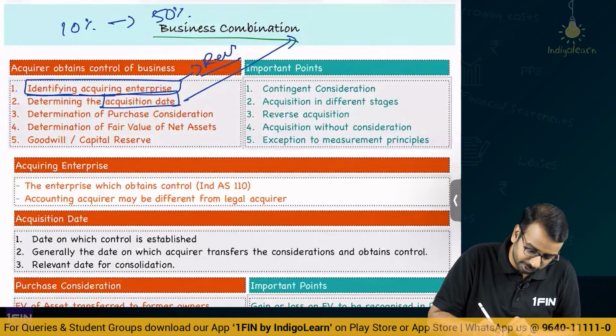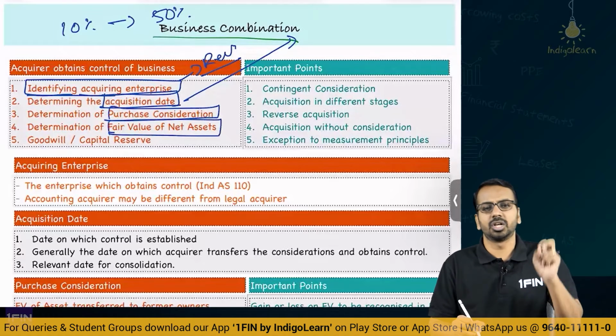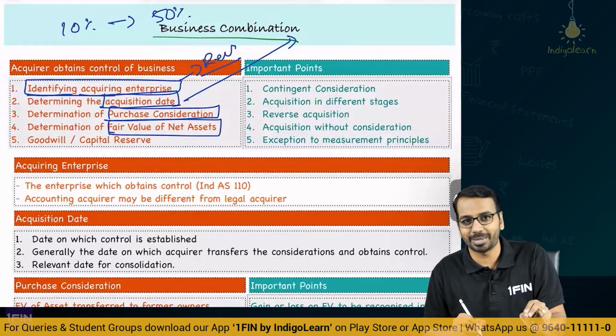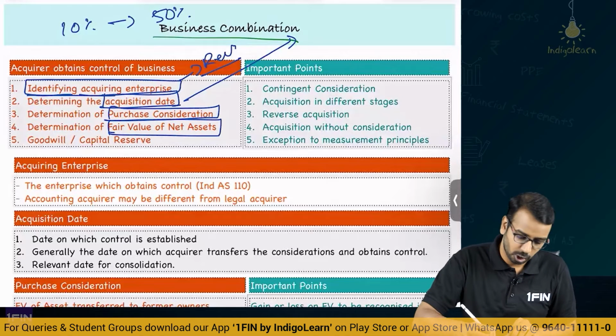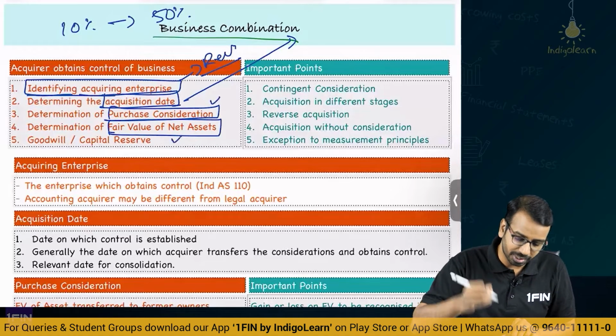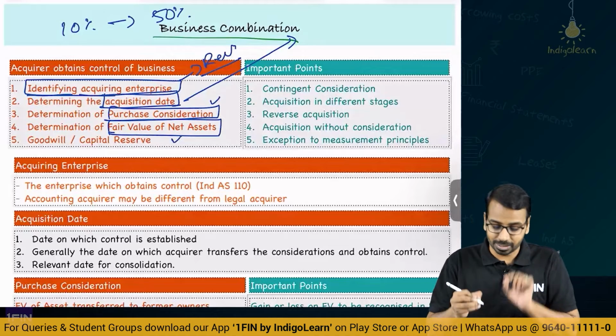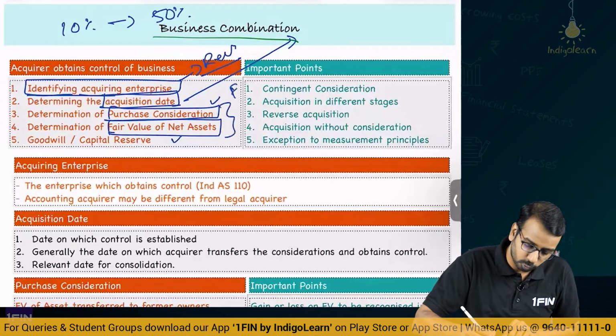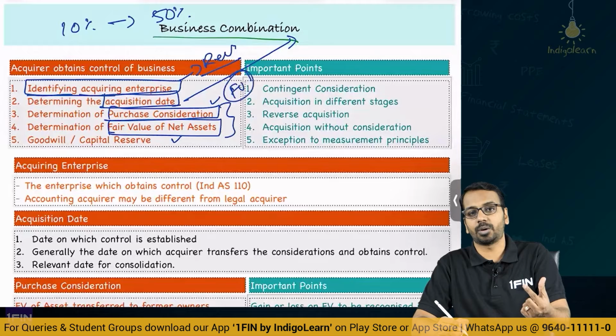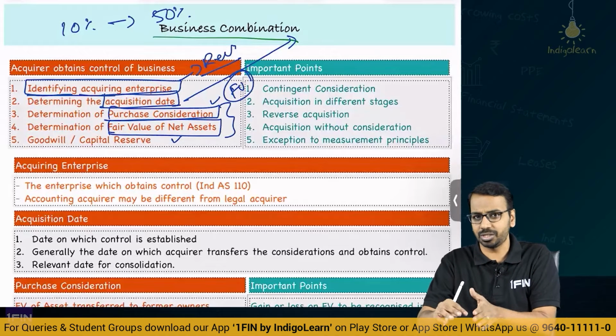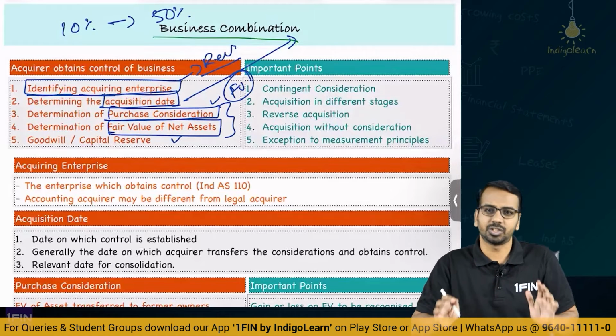Then you need to determine the purchase consideration and fair value of net assets. Two of the very important steps when it comes to business combination. What is the purchase consideration? What is the fair value of net asset? Please remember, both of these will follow fair value concept under Ind AS 113, and there are some exceptions that we will be covering in this standard.